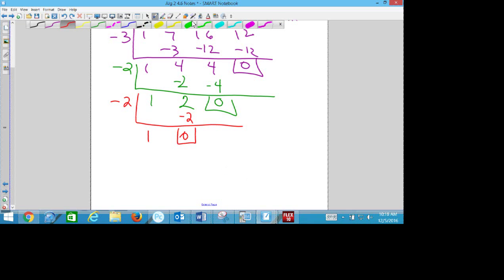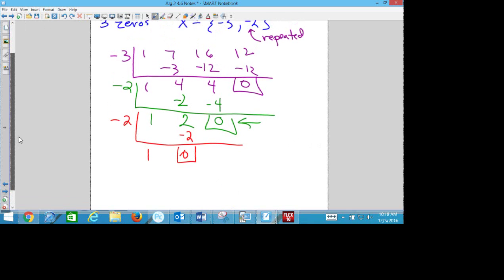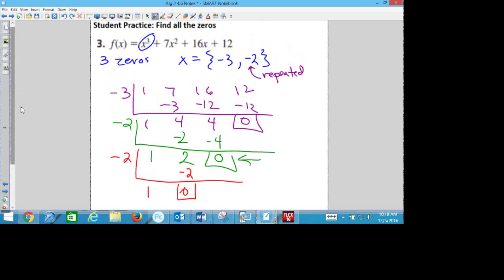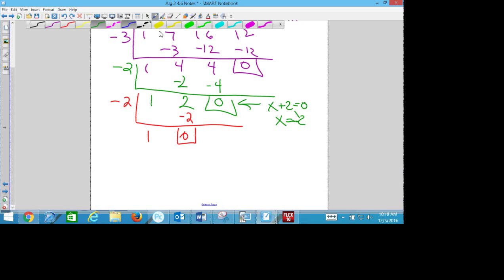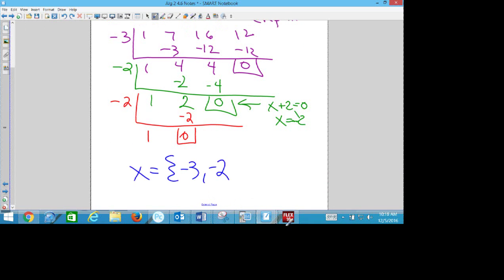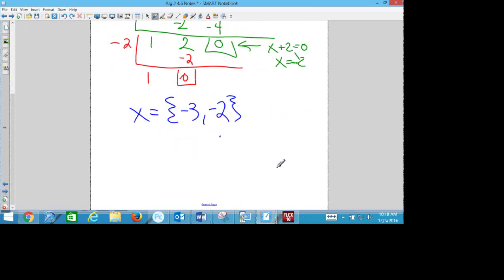Going back a step, the green step, if I didn't even have to do the last step in red, if I went back to the green step and just wrote this equation equals 0, it would have been x plus 2 equals 0, so x equals -2. I could have done it that way also. So I found all the solutions that we needed to find: -3 and -2, where -2 is repeated.